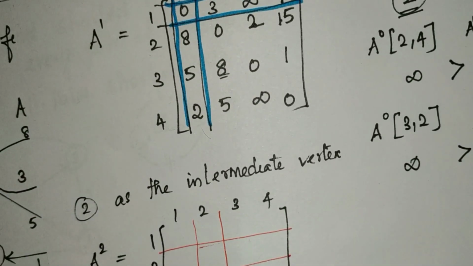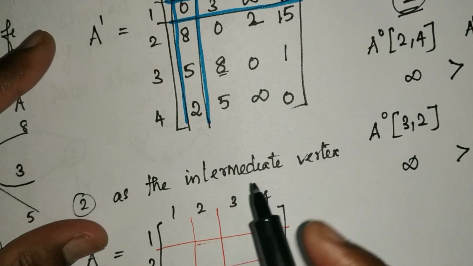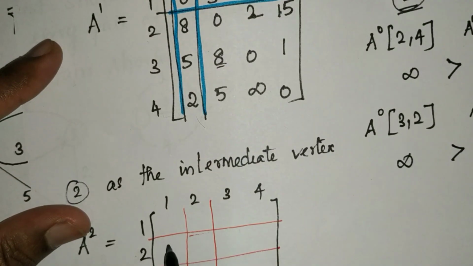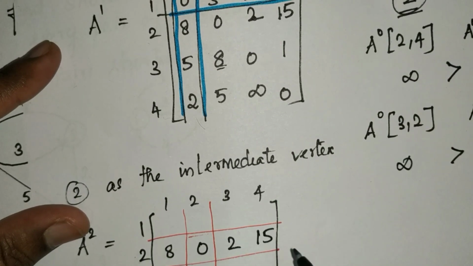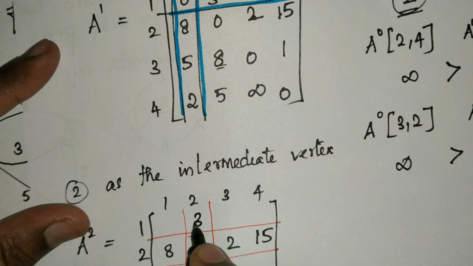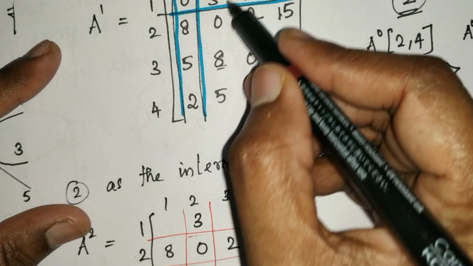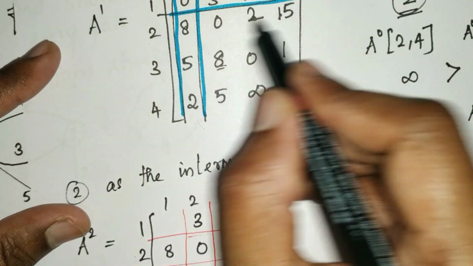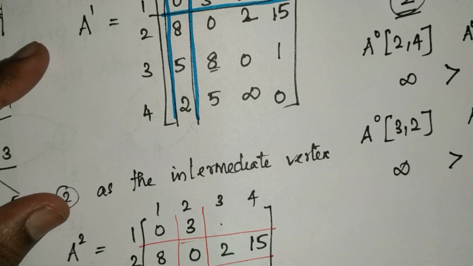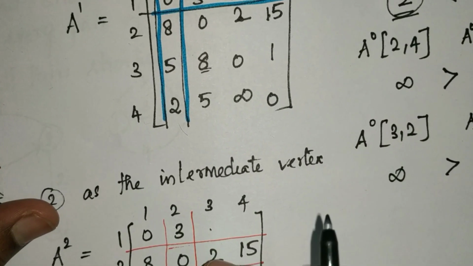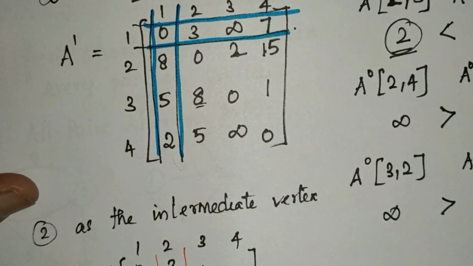For the second row the values are 8, 0, 2, 15, and for column 3, 0, 8, 5. We have taken it from the previous matrix, and the diagonal values will also remain as 0. Now we have to find these other values from the previous matrix.